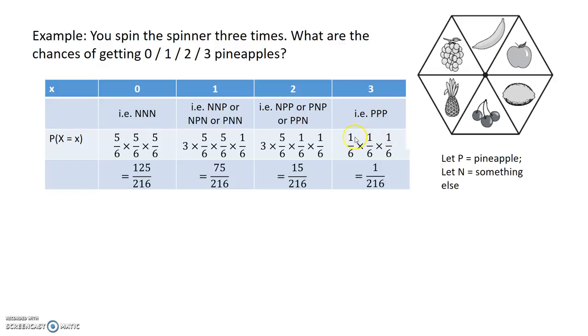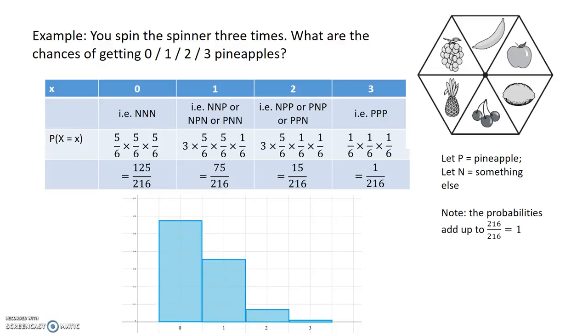Getting 3 pineapples is 1/6 times 1/6 times 1/6. And there's our 4 different scenarios. And if you add them all up together, which you should do, you will notice you get 216 over 216, which is 1. Has to be that way, otherwise you've made a mistake somewhere.